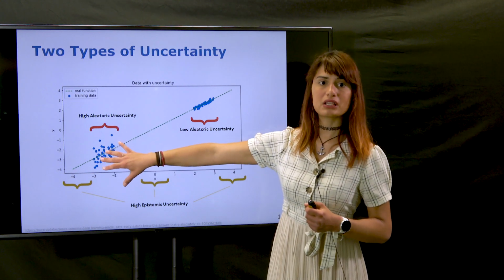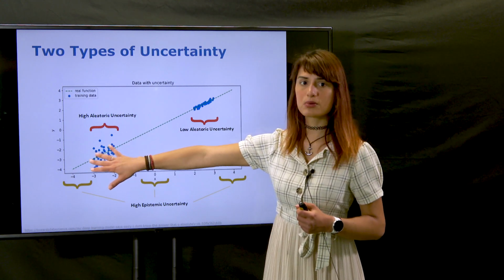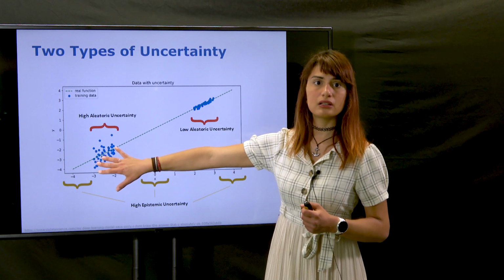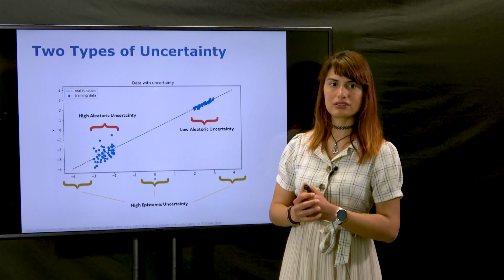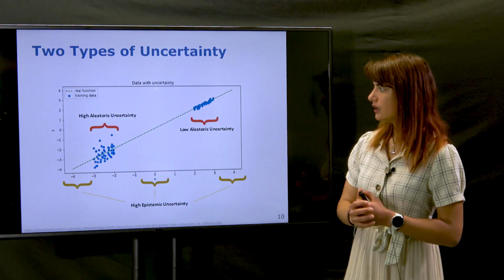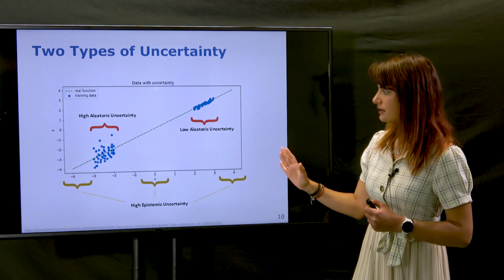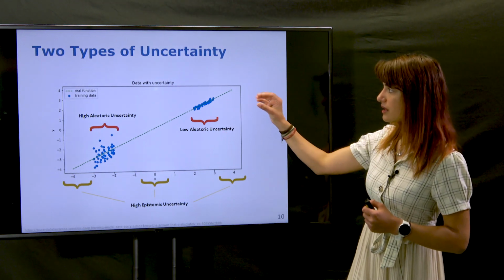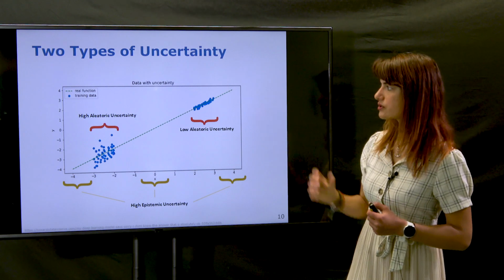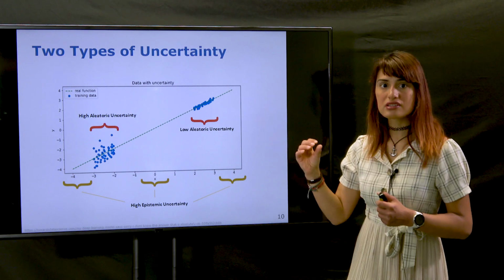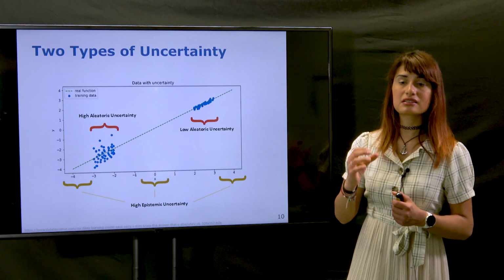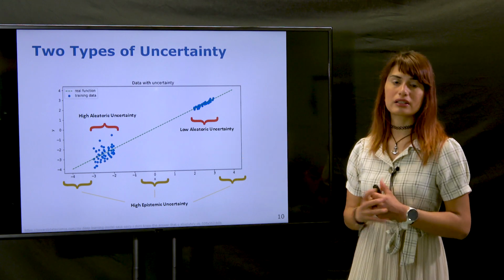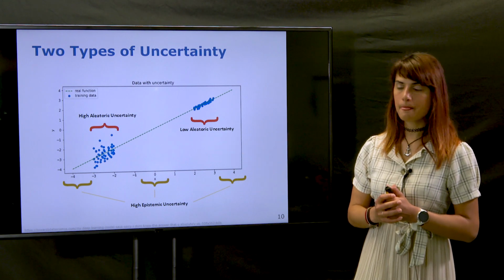So then we can say that this part of the input space has a high variability and a high aleatoric uncertainty. In contrast, on the right side, the blue data points are rather compact and close to the real function. So our sensor is rather precise. And this, we can say, has low aleatoric uncertainty.